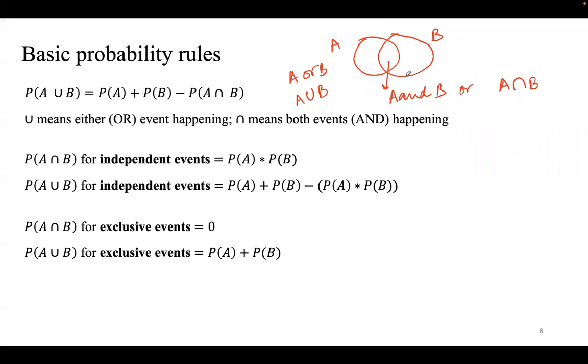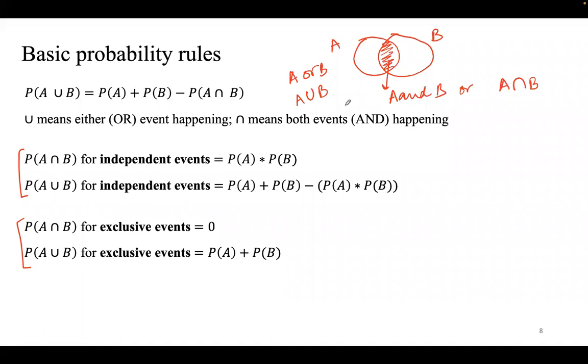Now if you add the probability of A and the probability of B, you are counting this middle probability twice. Therefore, you subtract it and you get the union. So that's the formula. This is a universal formula, irrespective of whether you're talking about independent events or exclusive events. But when you talk about independent or exhaustive events, you get two corollaries of this formula.